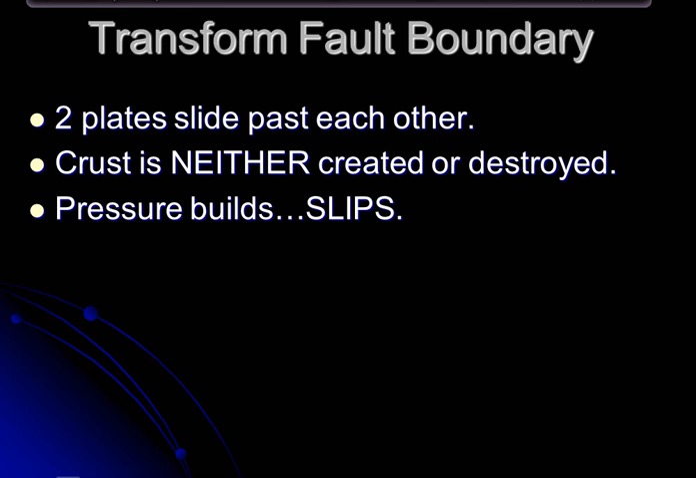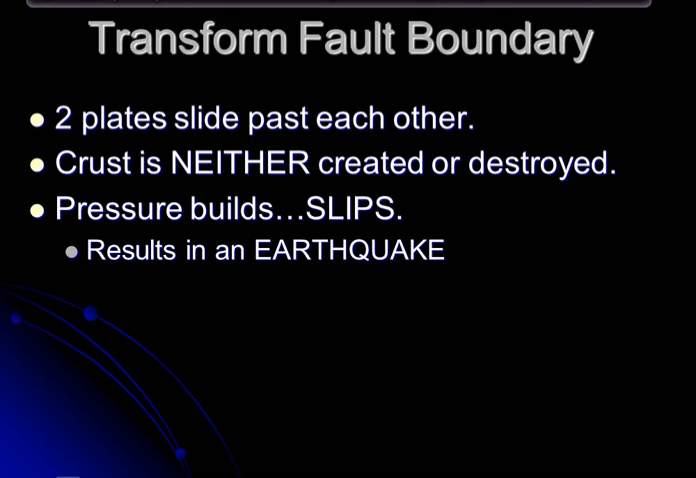So what happens is pressure just builds up and builds up, like if you had your two hands sliding past each other, and they keep building up, and sooner or later they slip. And when they slip, we get an earthquake. So the results of a transform fault boundary are earthquakes. And if that earthquake happens to occur underwater, that's where we get a tsunami. Granted, tsunamis can occur from other types of shifts of plates, like we'll talk about in a little while, but most of the large earthquakes come from transforms.